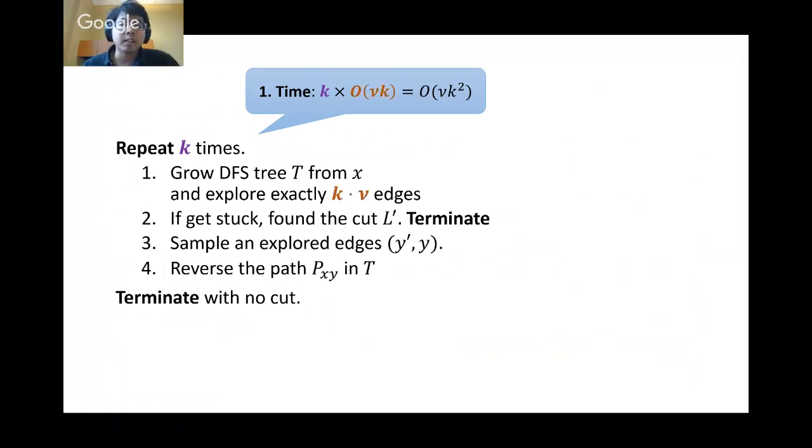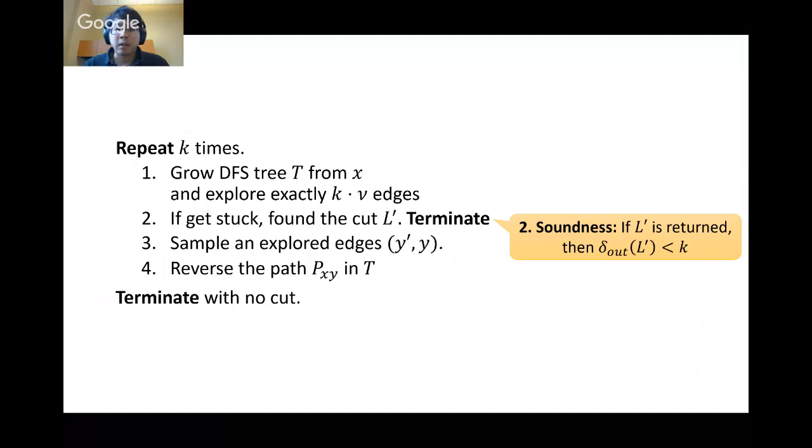The first thing is very simple. We repeat k times, and each time the algorithm just does a DFS to explore k new edges. The time to do DFS is proportional to the number of edges you visit. So the time here is really just k times nu k. So this is nu k square. This is done. How about soundness?